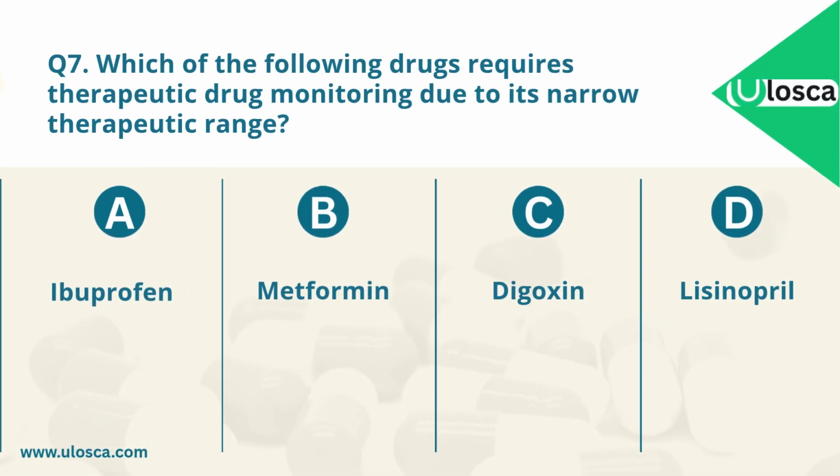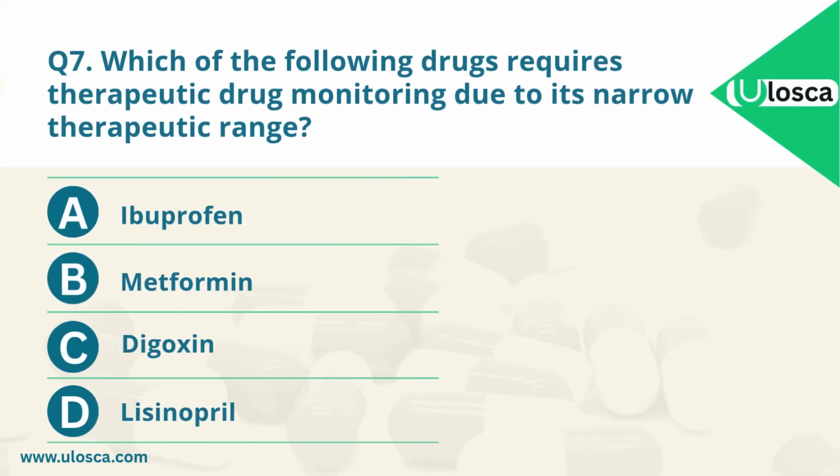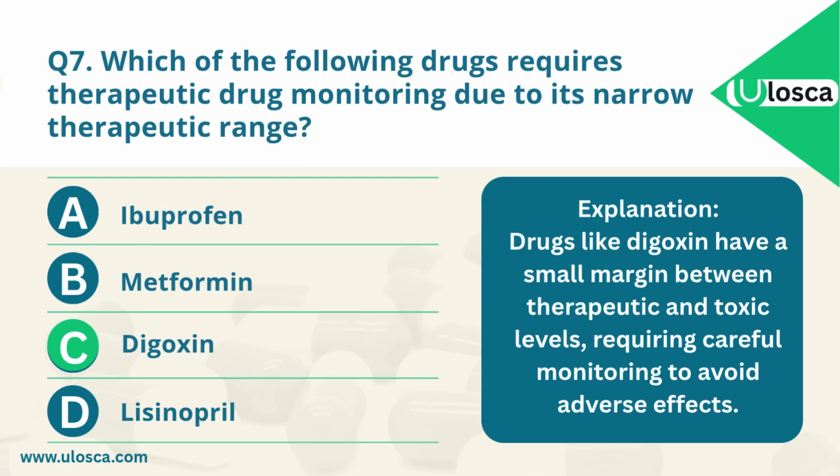Question 7. Which of the following drugs requires therapeutic drug monitoring due to its narrow therapeutic range? A. Ibuprofen. B. Metformin. C. Digoxin. D. Lisinopril. Which one is the correct answer? The correct answer is C. Digoxin. Explanation. Drugs like digoxin have a small margin between therapeutic and toxic levels, requiring careful monitoring to avoid adverse effects.